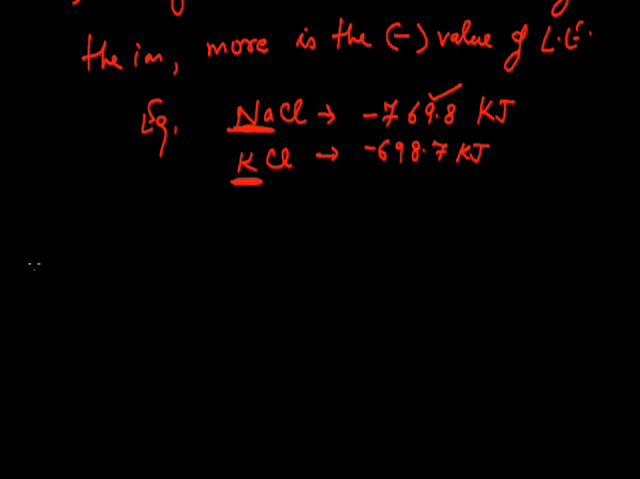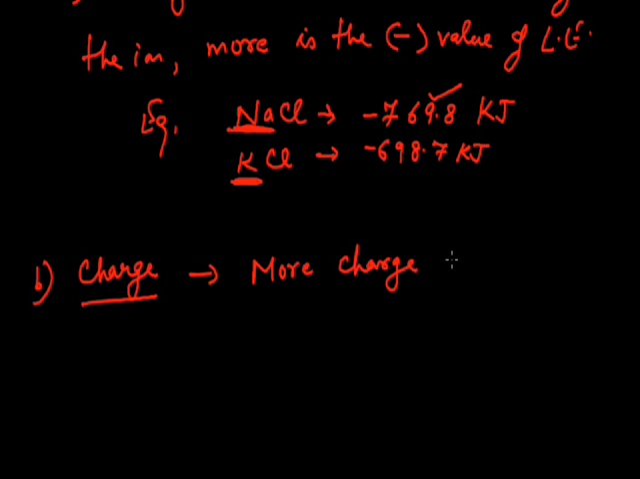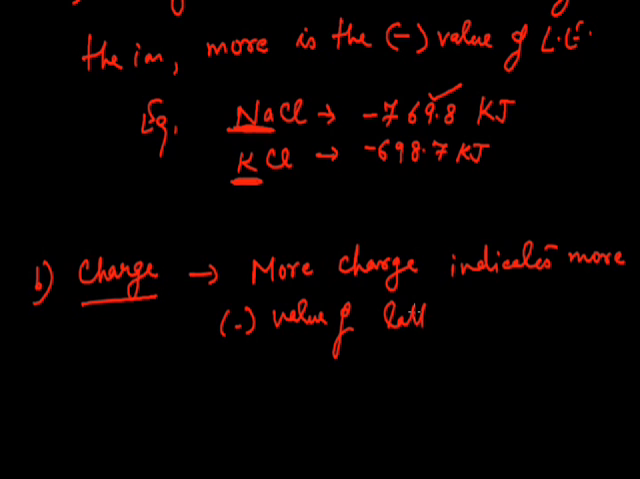The next factor upon which this lattice energy depends is the charge on the ions. More is the charge on the ions, greater will be the force of attraction and more stable will be the molecule, and therefore higher will be the negative value of lattice energy. More charge indicates more negative value of lattice enthalpy or lattice energy.